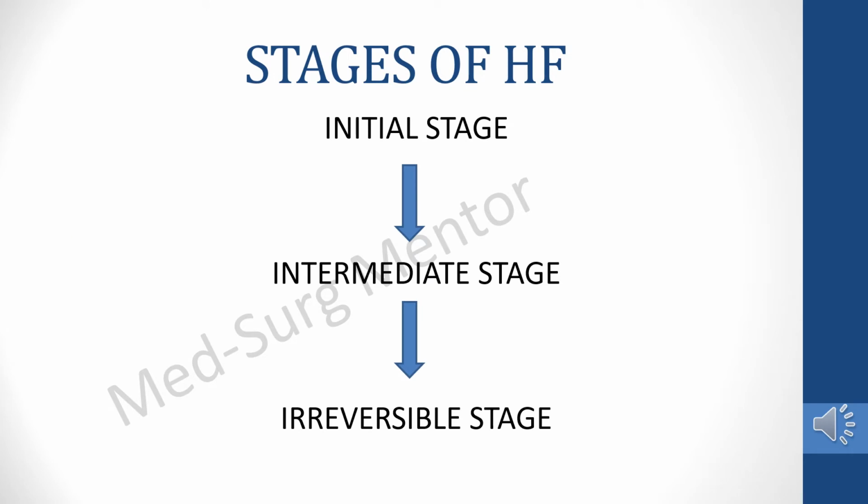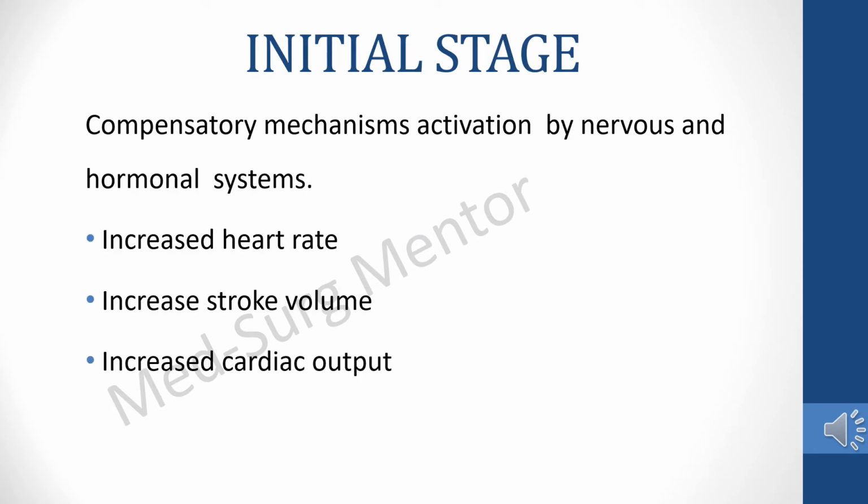Stages of heart failure. There are three progressive stages for heart failure, and the first stage is called initial stage, second one is intermediate stage, and the last stage is irreversible stage. Initial stage. At the initial stage, the compensatory mechanisms get activated by nervous and hormonal systems. Compensation may help the body to adjust to the effects of the heart failure in the short term, and thus it increases the heart rate, stroke volume, and the cardiac output, and temporarily helps the heart to maintain the cardiac output.